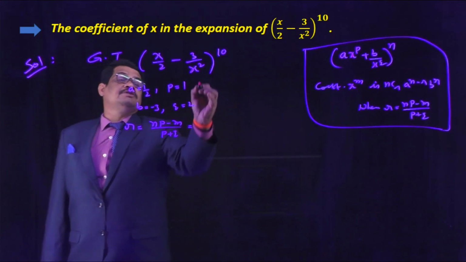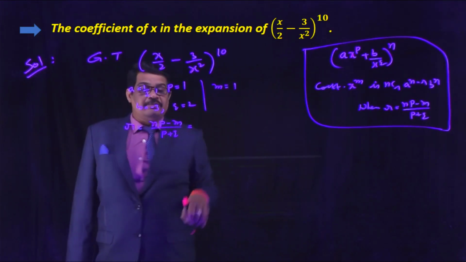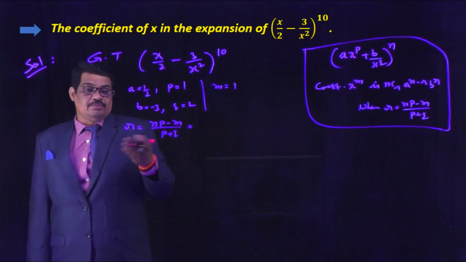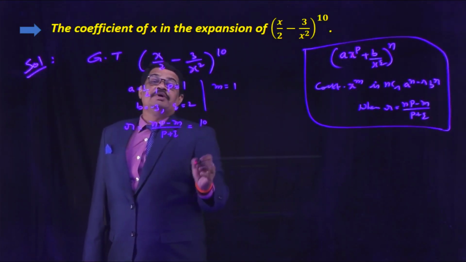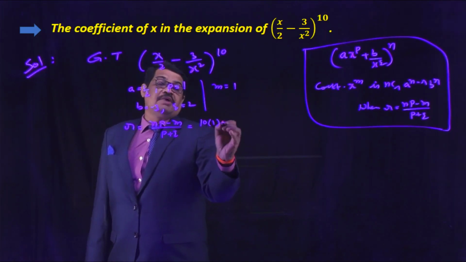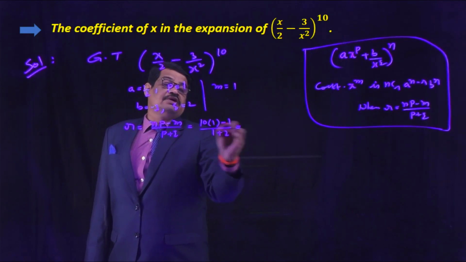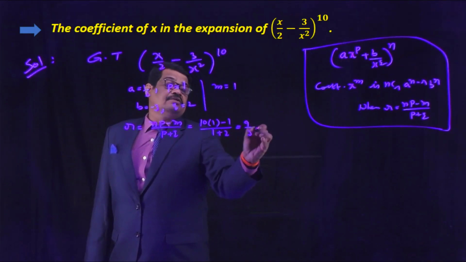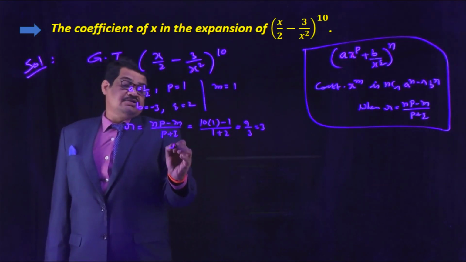So here m is, as we have to find the coefficient of x power 1, m is 1. What is np here? n is 10, p is 1, that is 10 minus m, by p plus q. p is 1, q is 2, that is 9 by 3, that is 3. So r is equal to 3.